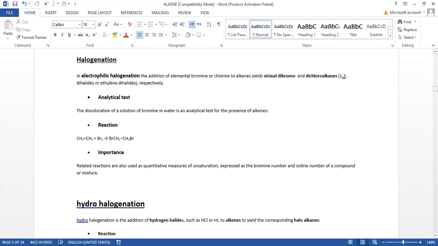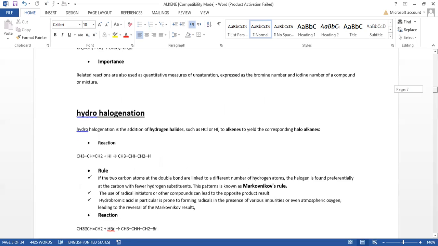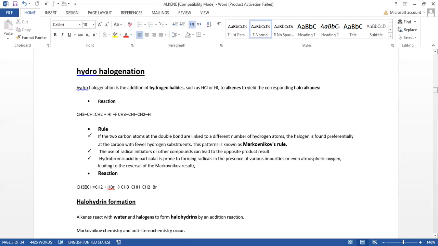Halogenation is a process in which a halogen atom is added into the alkenes. This is the analytical test, and this is the reaction in which halogen atoms are introduced into the alkene and we get vicinal dihalide. This reaction is of great importance. Hydrohalogenation is the process in which there is addition of a hydrogen halide, HCl, to alkene to yield the corresponding haloalkane.